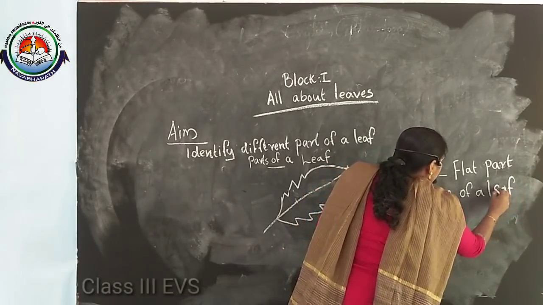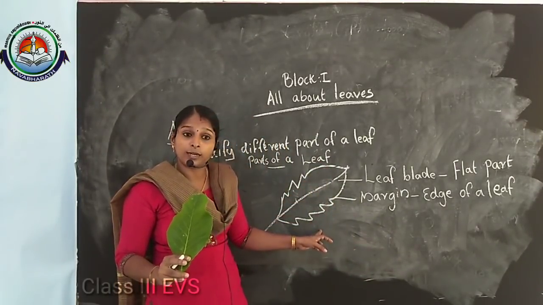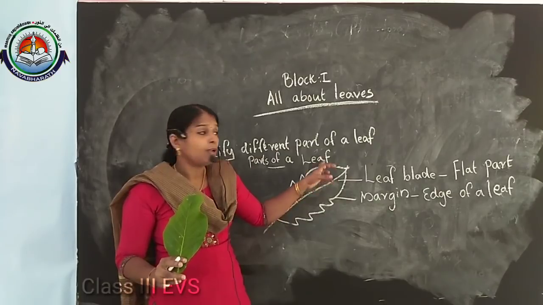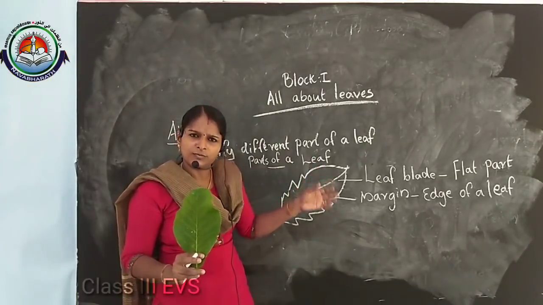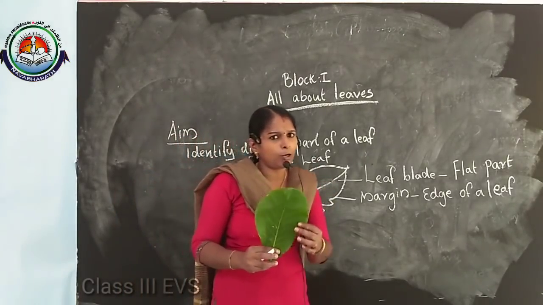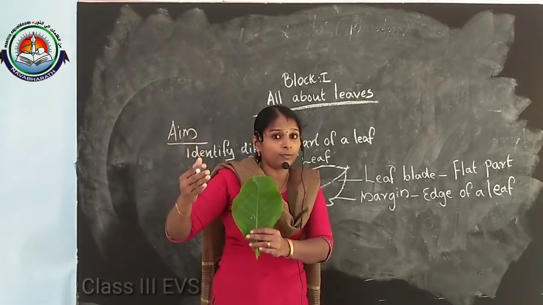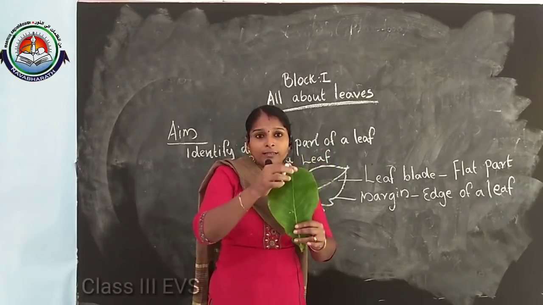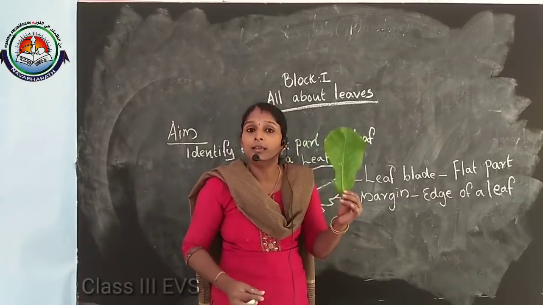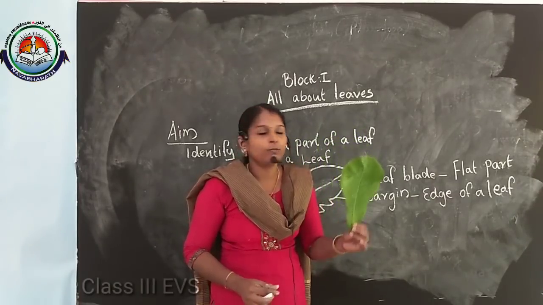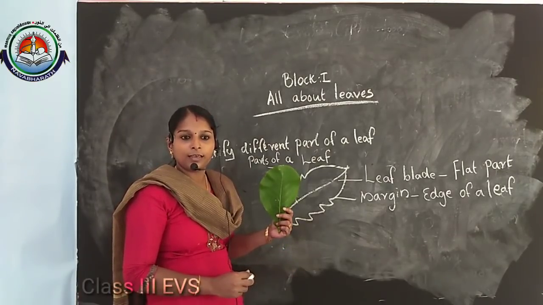So this is the second part of a leaf. Now we studied two parts of a leaf. The first one is the leaf blade, the flat part of a leaf. Then second, we studied the margin. Where is the margin? When we take a book, we draw a margin on which side of the book? In the corner, isn't it? At the end or edge, we draw the margin. In the same way, the corner or edge of the leaf is called the margin. So we studied two parts of a leaf. Then we can go for the third part of a leaf, right?